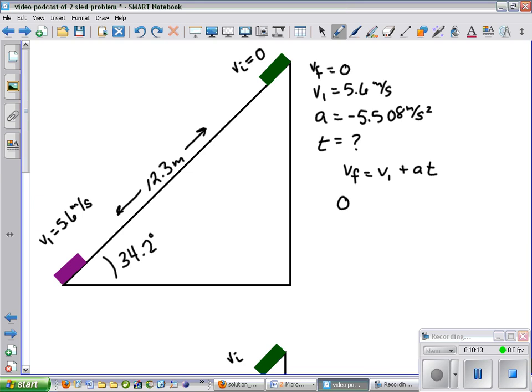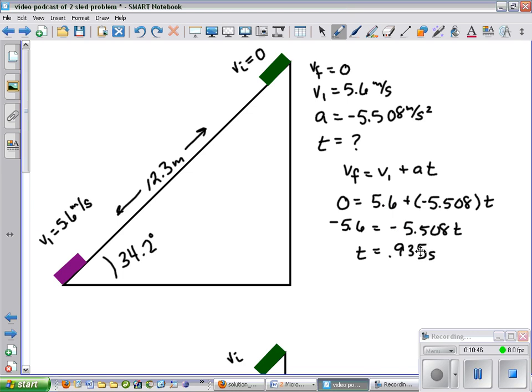Remember, we know it's this equation because it has the 4 variables that we care about. Now when I move 5.6 over here, it's going to become negative. And then I'm going to divide, the negative sign will cancel out, and I get 0.935.